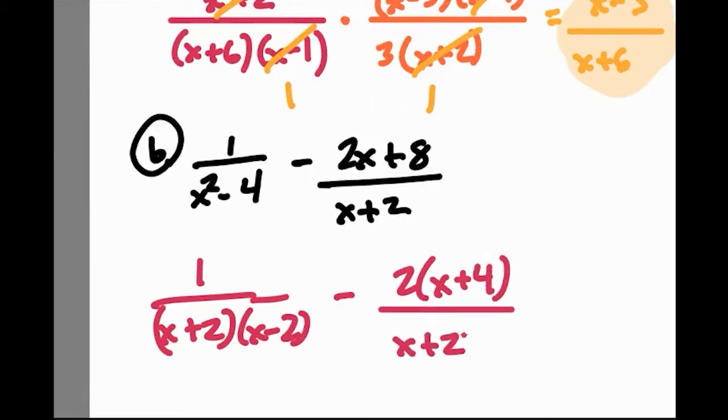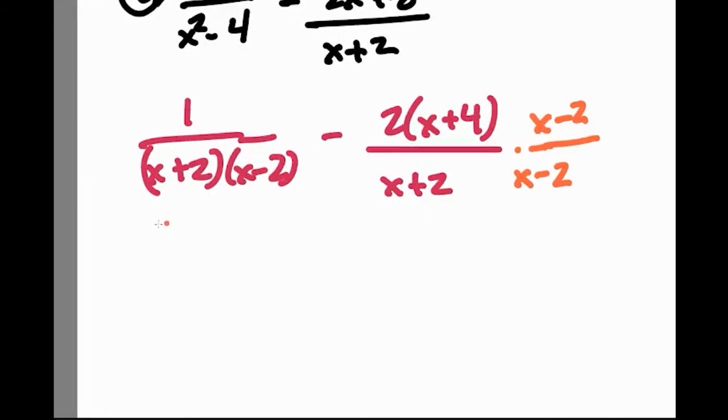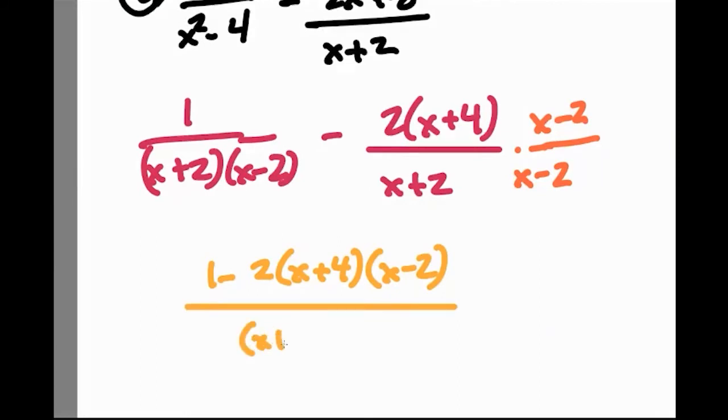Over x plus 2. Okay, you need common denominators, so we're going to multiply the top and the bottom of this one over here by x minus 2. Okay, now we have common denominators for these. So that top becomes 1 minus 2 times x plus 4 times x minus 2 all over x plus 2 times x minus 2. Okay, and if you simplify all that, I'm not going to waste class time with this.